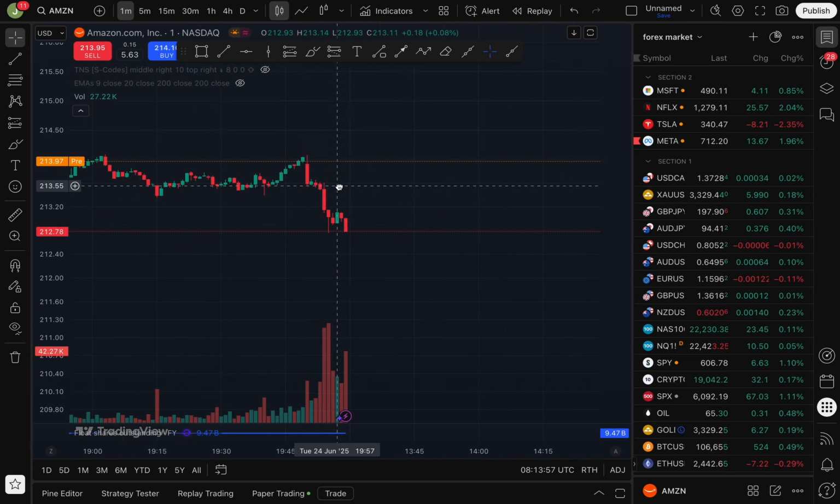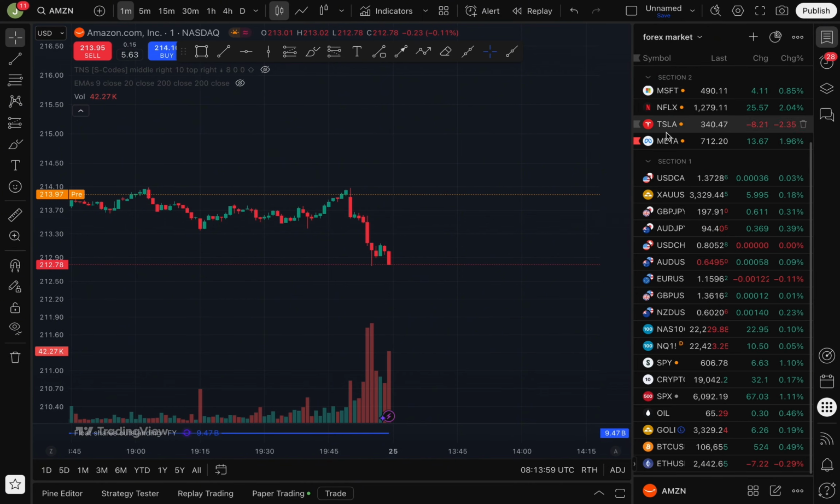We have Amazon, and we have different ticker symbols. These symbols help you find a stock. So let's look. We have Netflix, Tesla, Meta. We're gonna look at, let's see, I'm trying to think of a company.